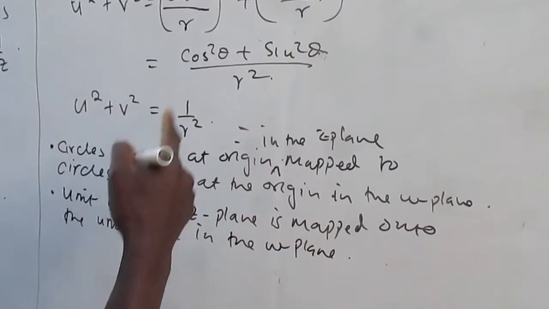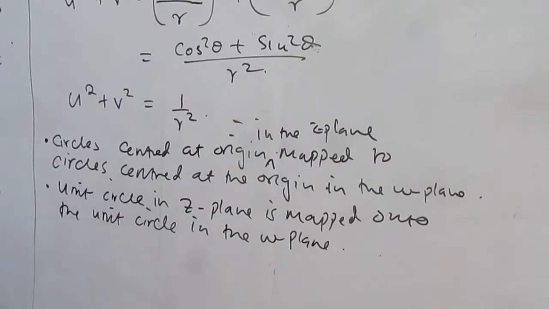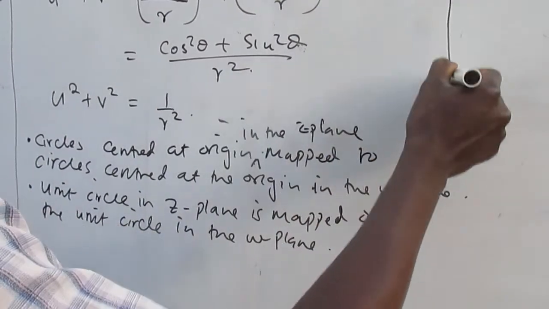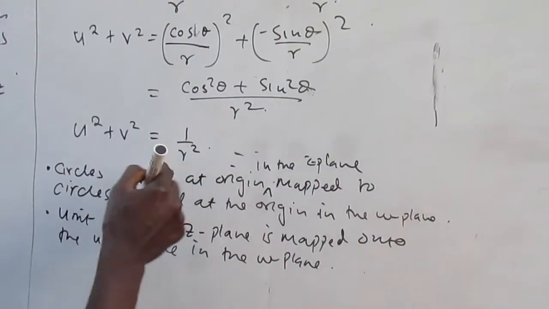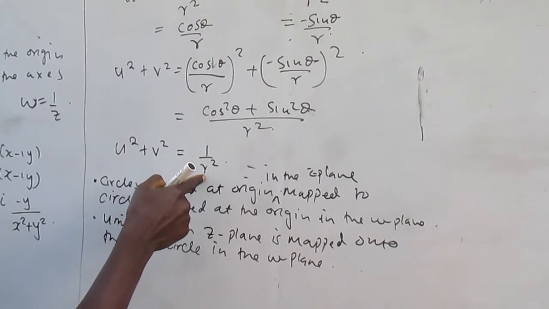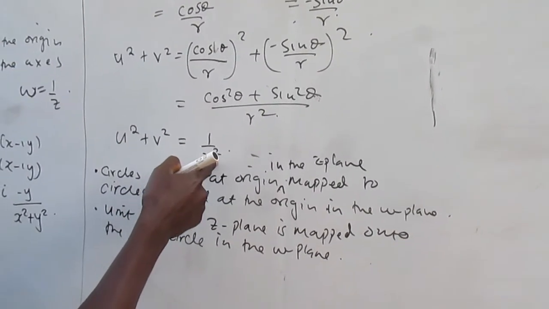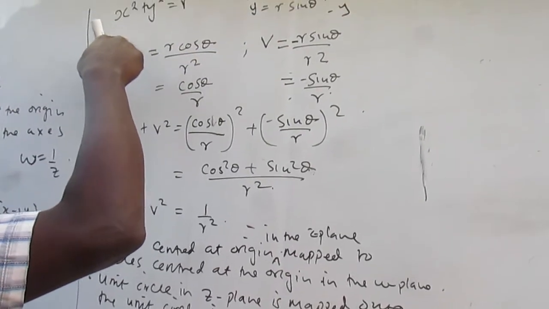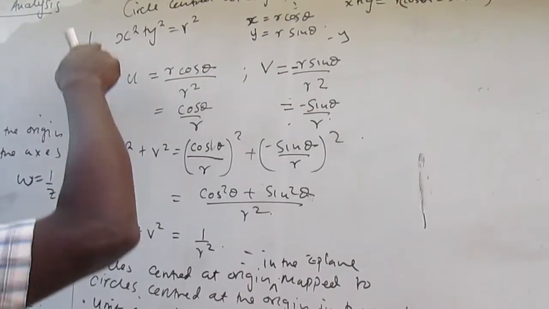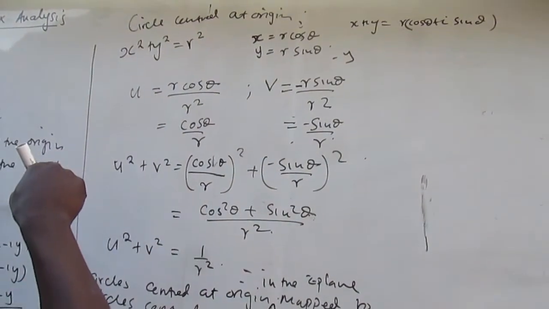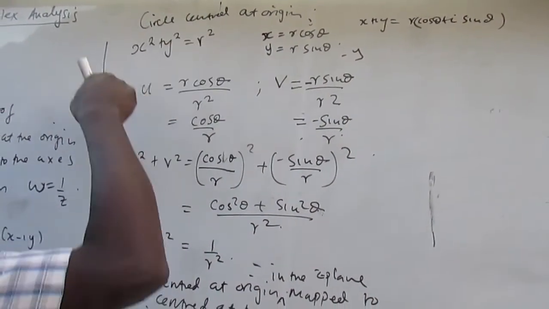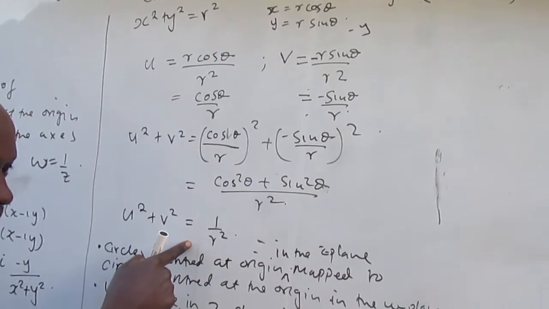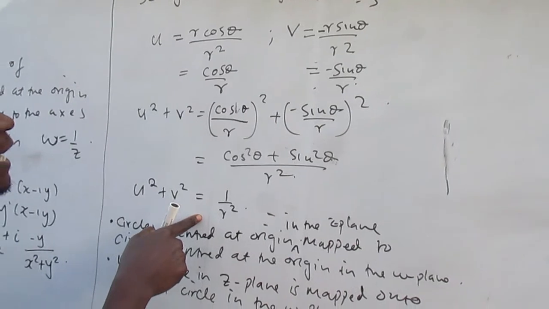And maybe something interesting that you can also easily see is that the points that are outside the circle, suppose we take r to be greater than 1, then we are talking about points that are outside the unit circle. So points outside the unit circle in the z plane will be mapped to points inside the unit circle in the w plane.